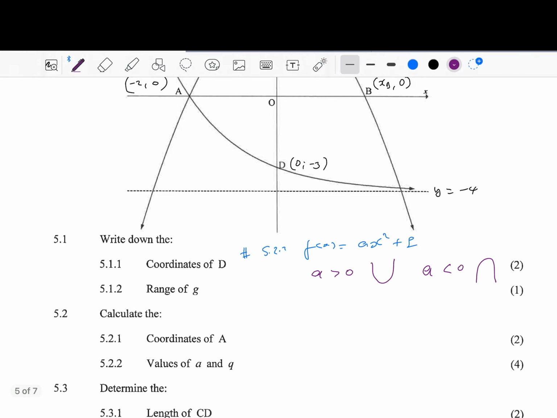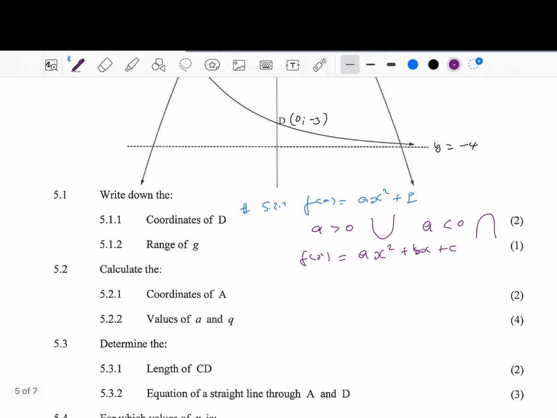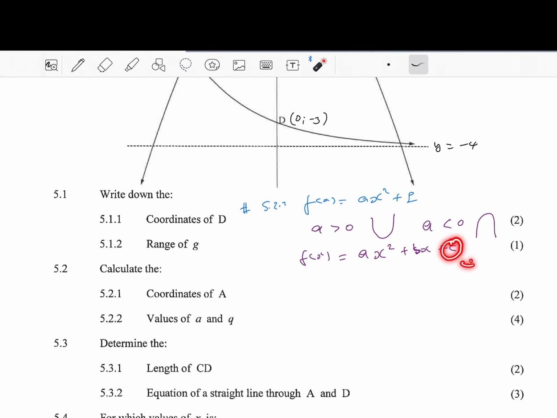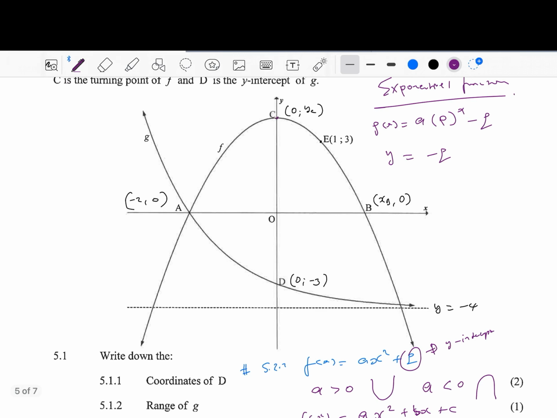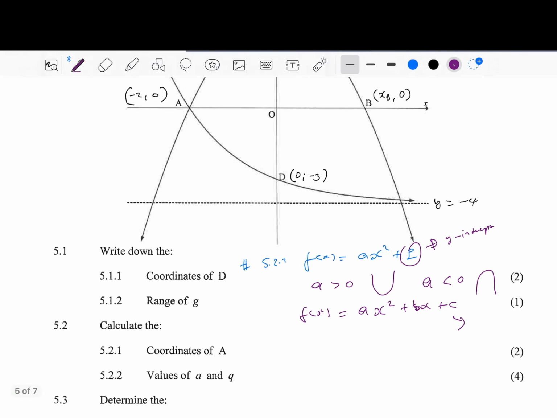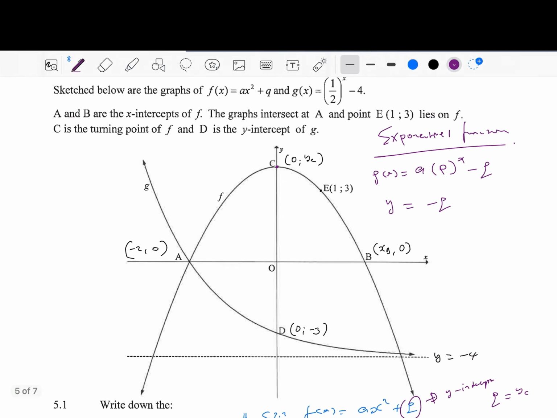The standard equation is f of x equal to ax squared plus bx plus c, and this c is always your y-intercept. So in this case, this is our y-intercept. And what is the y-intercept? It is c. So q is equal to the y value of c. So can we find the y value of c?